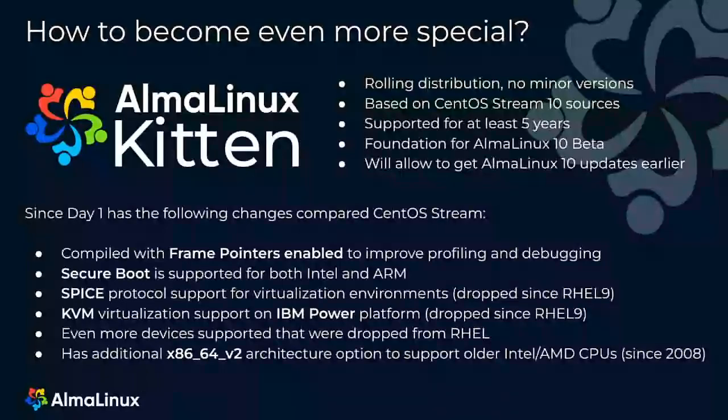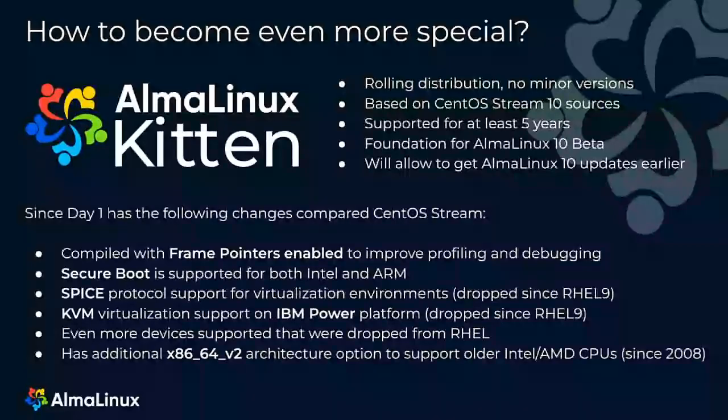There are some major changes in comparison to Red Hat and CentOS Stream in it. We compiled with frame pointers enabled, just like the latest version of Fedora, the latest version of Ubuntu, and probably Red Hat 11 will be with them, but we already did this to improve the profiling and debugging experience. We support secure boot here for Intel and ARM already. We decided to bring back SPICE protocol support because our users asked for that. Why it was dropped, I don't know. In Fedora it works, so we brought it back.